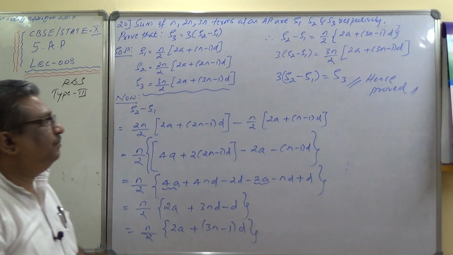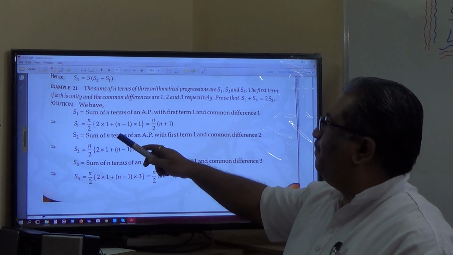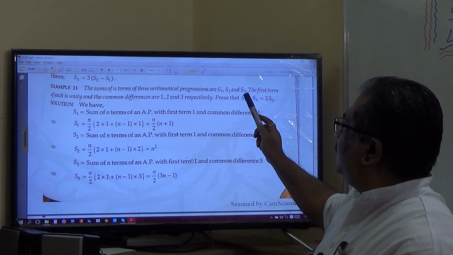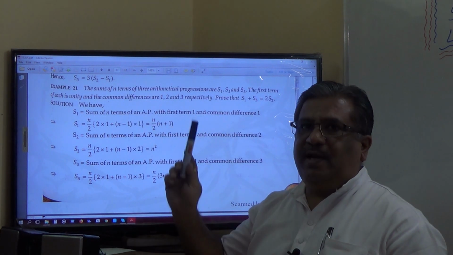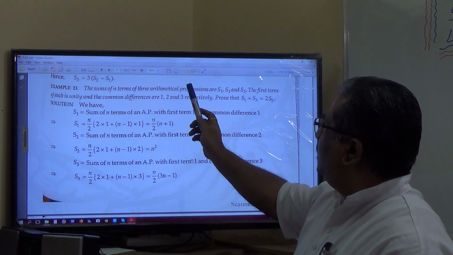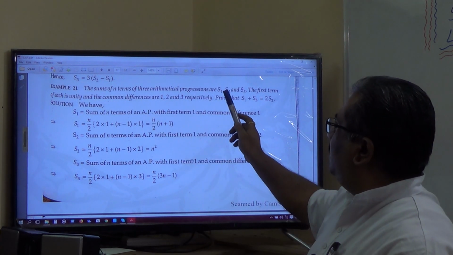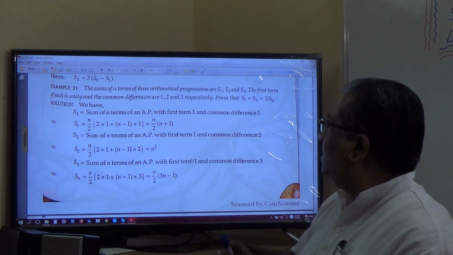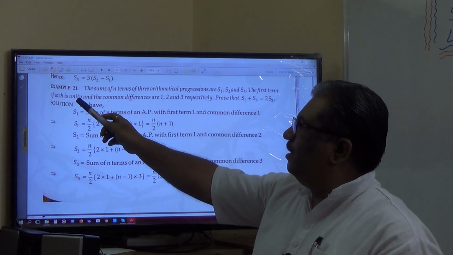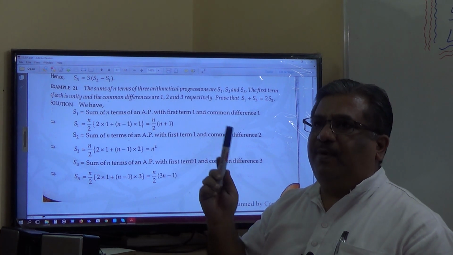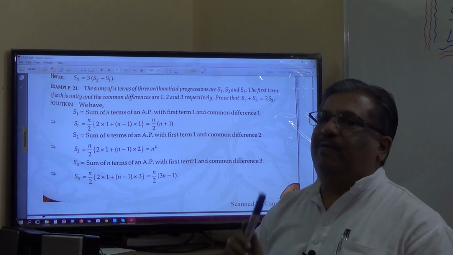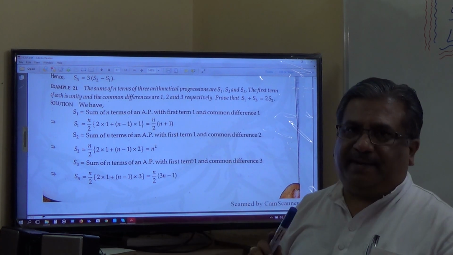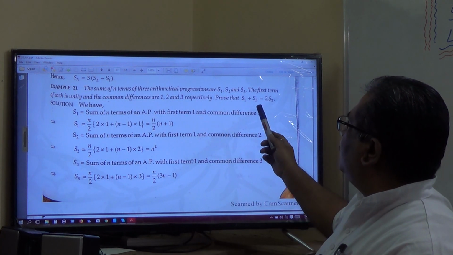Note it down. Example 21. The sum of n terms of 3 arithmetic progressions are S1, S2, S3. We have been given 3 APs. Okay. S1 is the sum of n terms of the first AP. Similarly, S2 and S3 are the sums of n terms of AP2 and AP3. Okay. The first term is unity. That means in all the 3 APs, the first term is 1. Common differences are 1, 2 and 3, d1, d2, d3 I'll take. Prove that S1 plus S3 is equal to 2 S2.